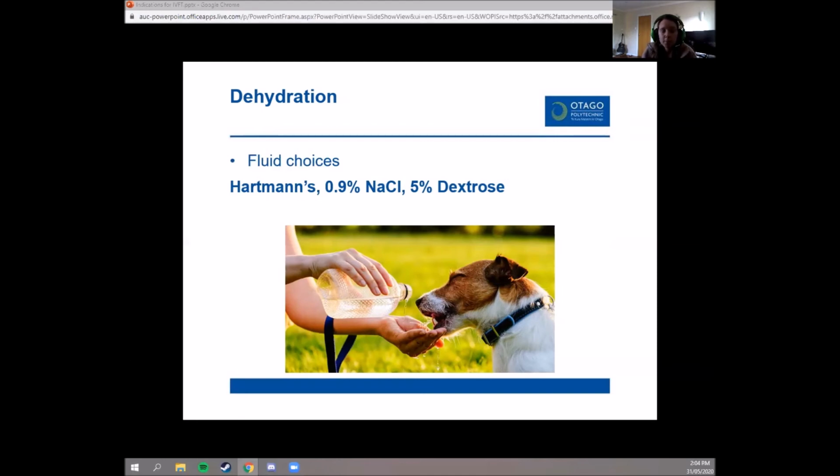But Hartmann's I've listed here as one first good option, but we've also got 0.9% sodium chloride and 5% dextrose. So there are some other options that are there, and they may be more suitable if you find that your patient has some underlying things going on here as well. So it's just a matter of doing that research.